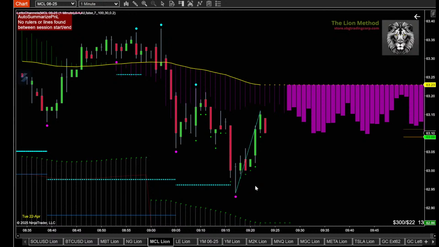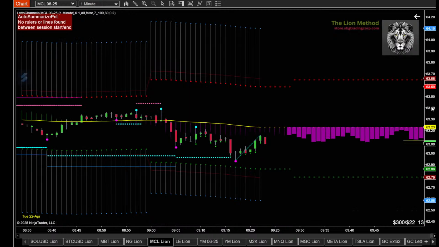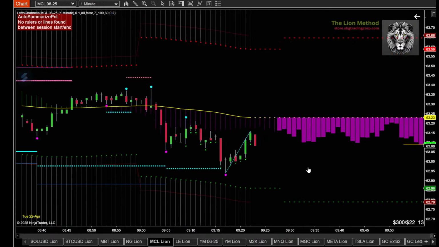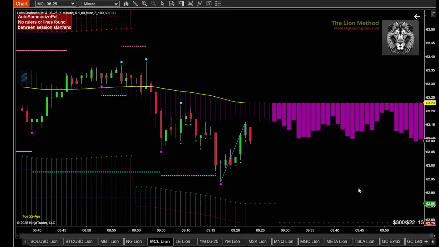Okay, let's clean up that chart. We're going to wait for an entry here. We haven't hit overbought or oversold on anything yet.